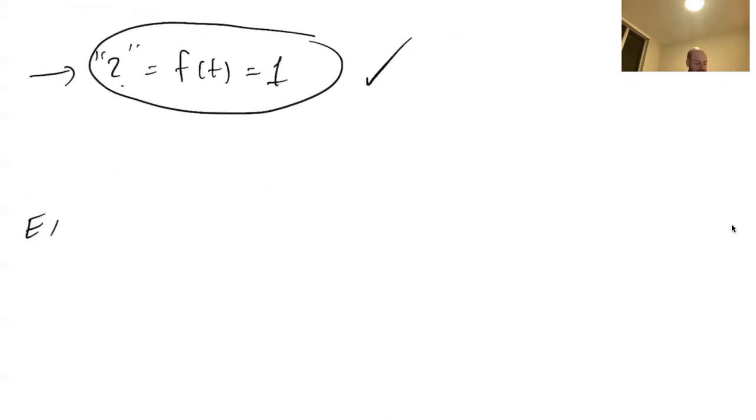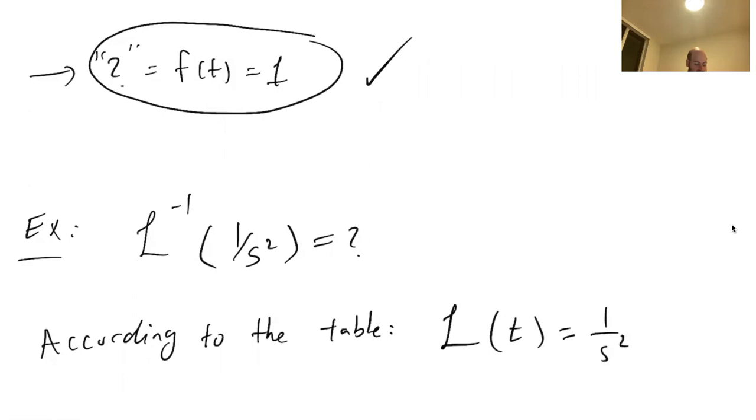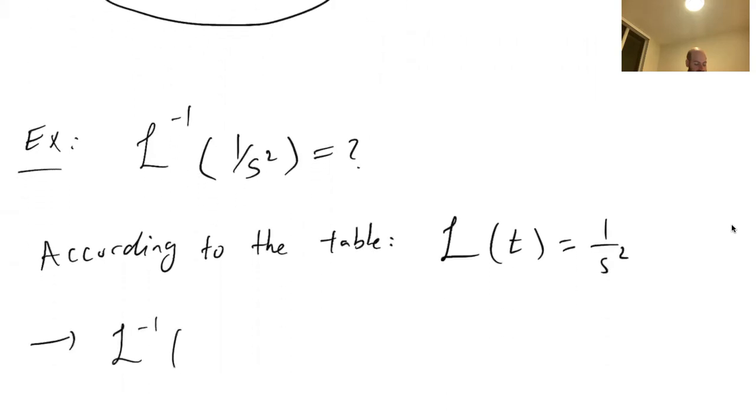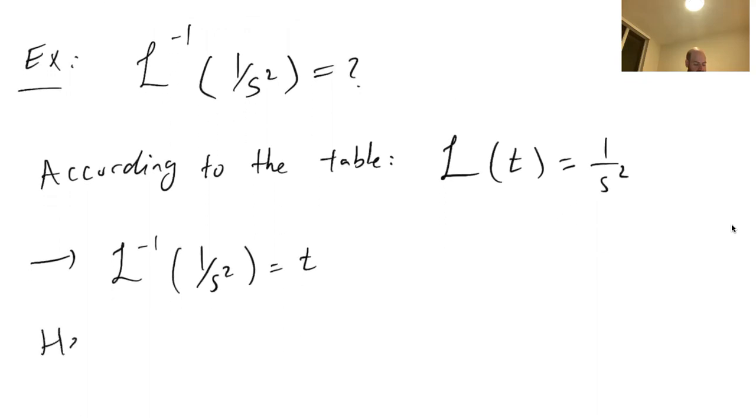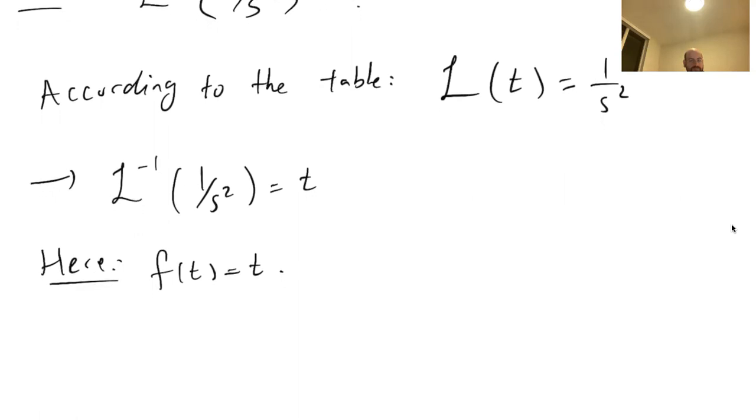Or similarly, you can do it for inverse Laplace transform of 1 over s squared. Again, you can say according to the table, Laplace transform of t equals 1 over s squared. So that means inverse Laplace transform of 1 over s squared is equal to t. So here basically f of t equals t. Okay, guys.